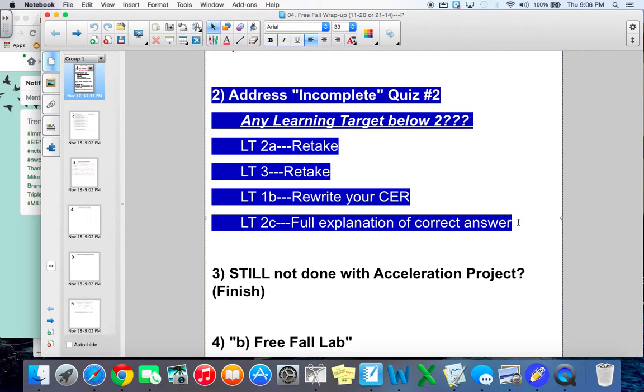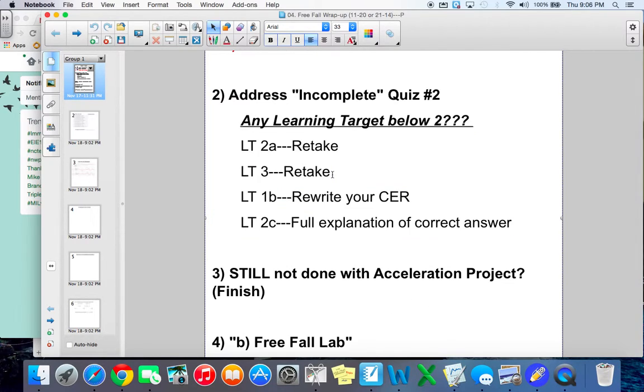So once again, if you're on page 1 of your test, that's the part involving analyzing the velocity versus time graph. You're going to retake that portion of the test. You're also going to retake the word problems, which should be learning target 3. So if you have to retake those, it will be an actual retake test.